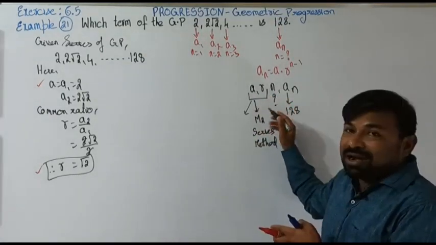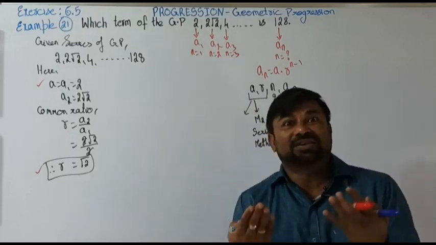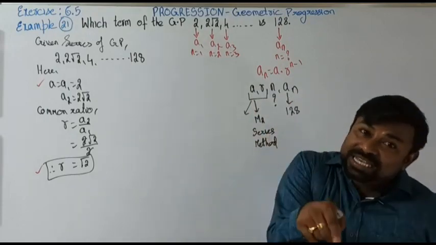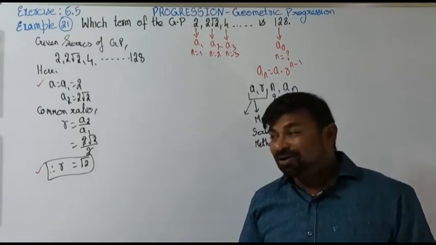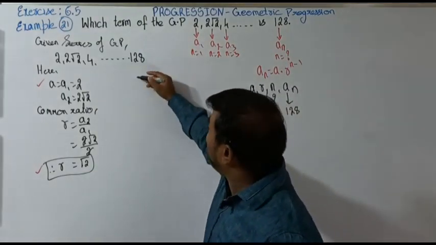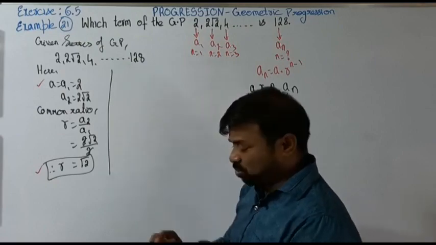So A and R we need to find. To find A and R, he has given the series method. This is how to find A and R. Now let's start working on this one.